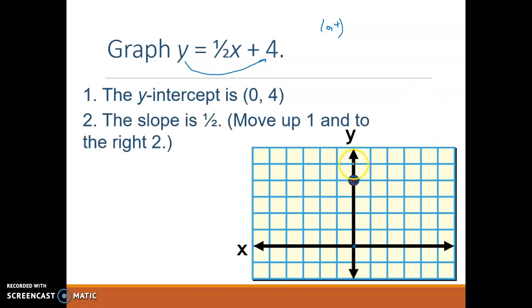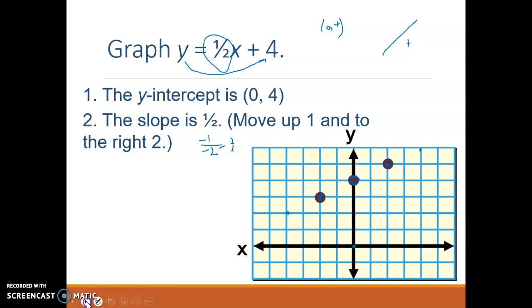Okay, so we'll go up 1 and over 2, up 1 and over 2. You'll see that we could also go down 1 and to the left 2, because that is also equal to a positive 1/2. Down 1, left 2, down 1, left 2. We know that our slope is positive. This is a positive slope, so our line should be going this direction. That's a good way to check to make sure we're graphing it correctly.